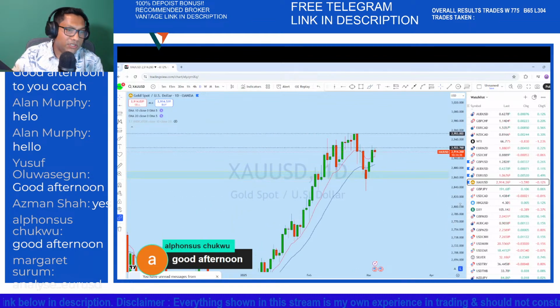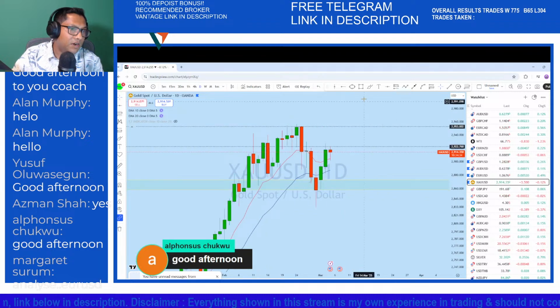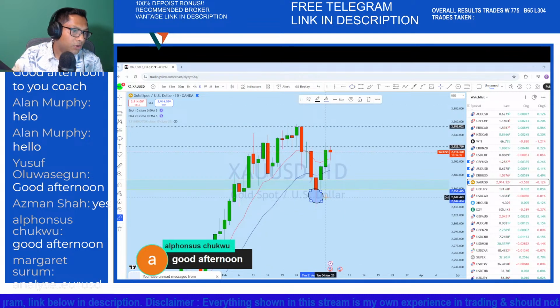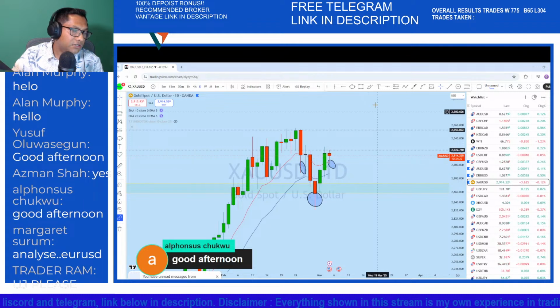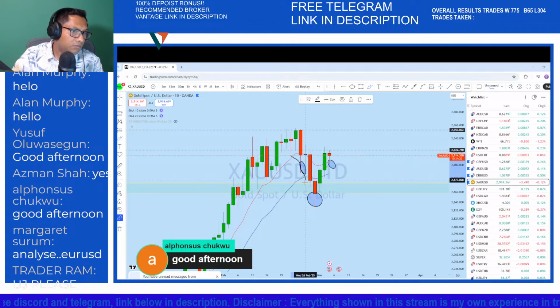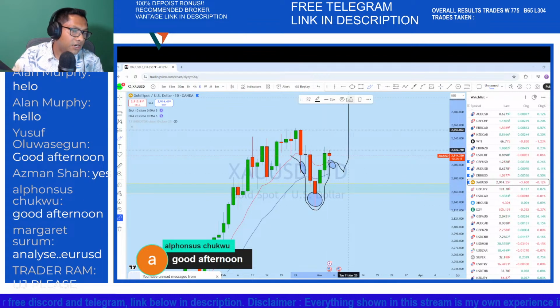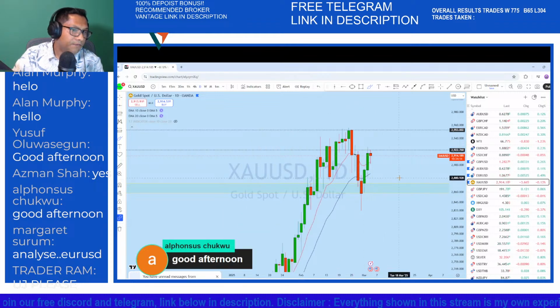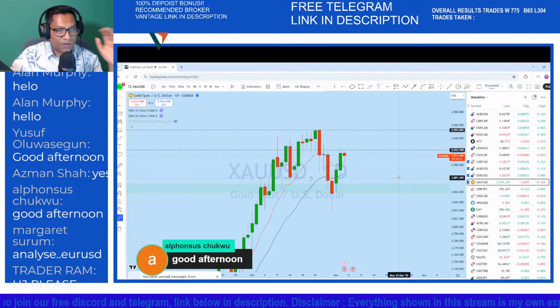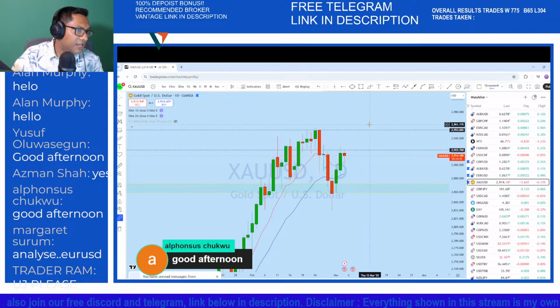So XAUSD, you can see that this is the inverted head and shoulder: this is the head, the left shoulder, and the right shoulder. Two important inverted head and shoulders. With that inverted head and shoulder, we expect the market to potentially smash to the upside to create a new higher high.